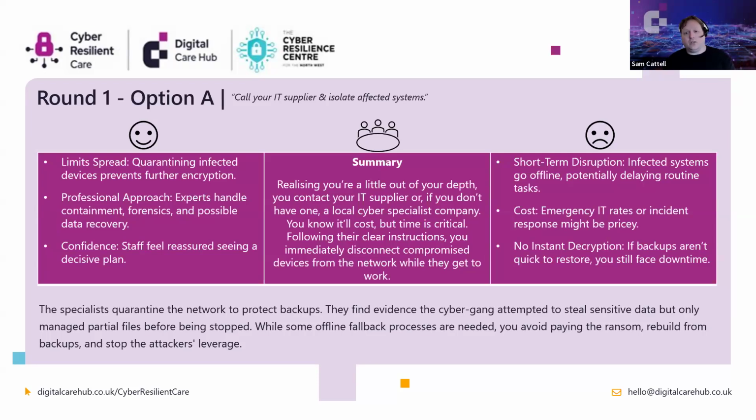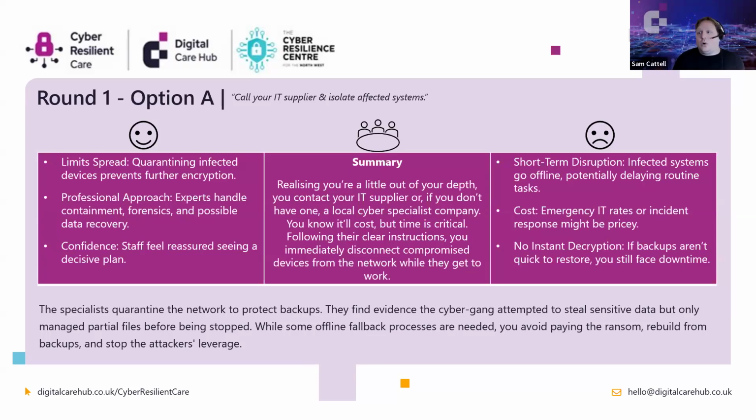If you've got a business continuity plan, have a list of one, two, or three companies. You don't have to have a financial relationship with them, just enough so that you've got contact details should the worst happen. And in this case, no instant decryption. If backups aren't quick to restore, you will still face some downtime.